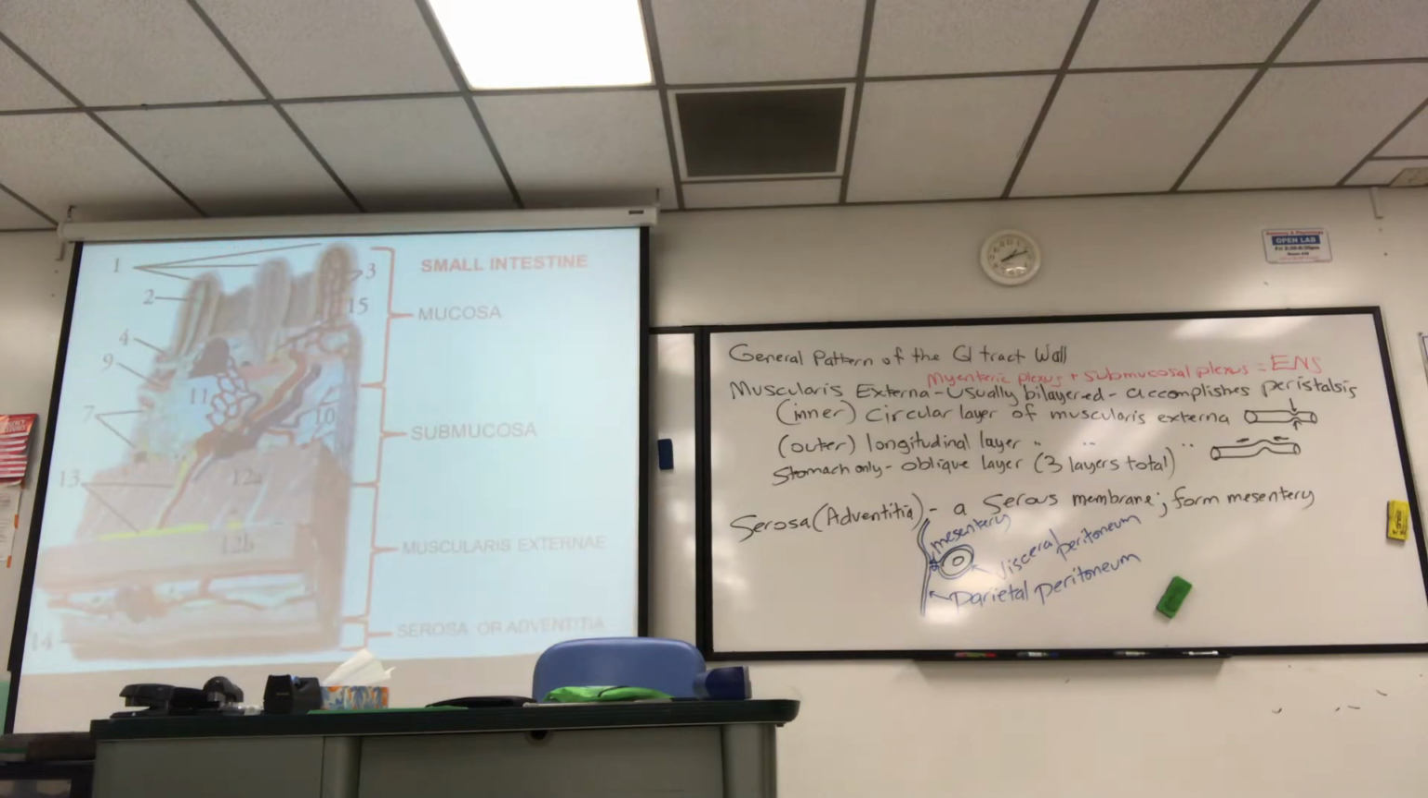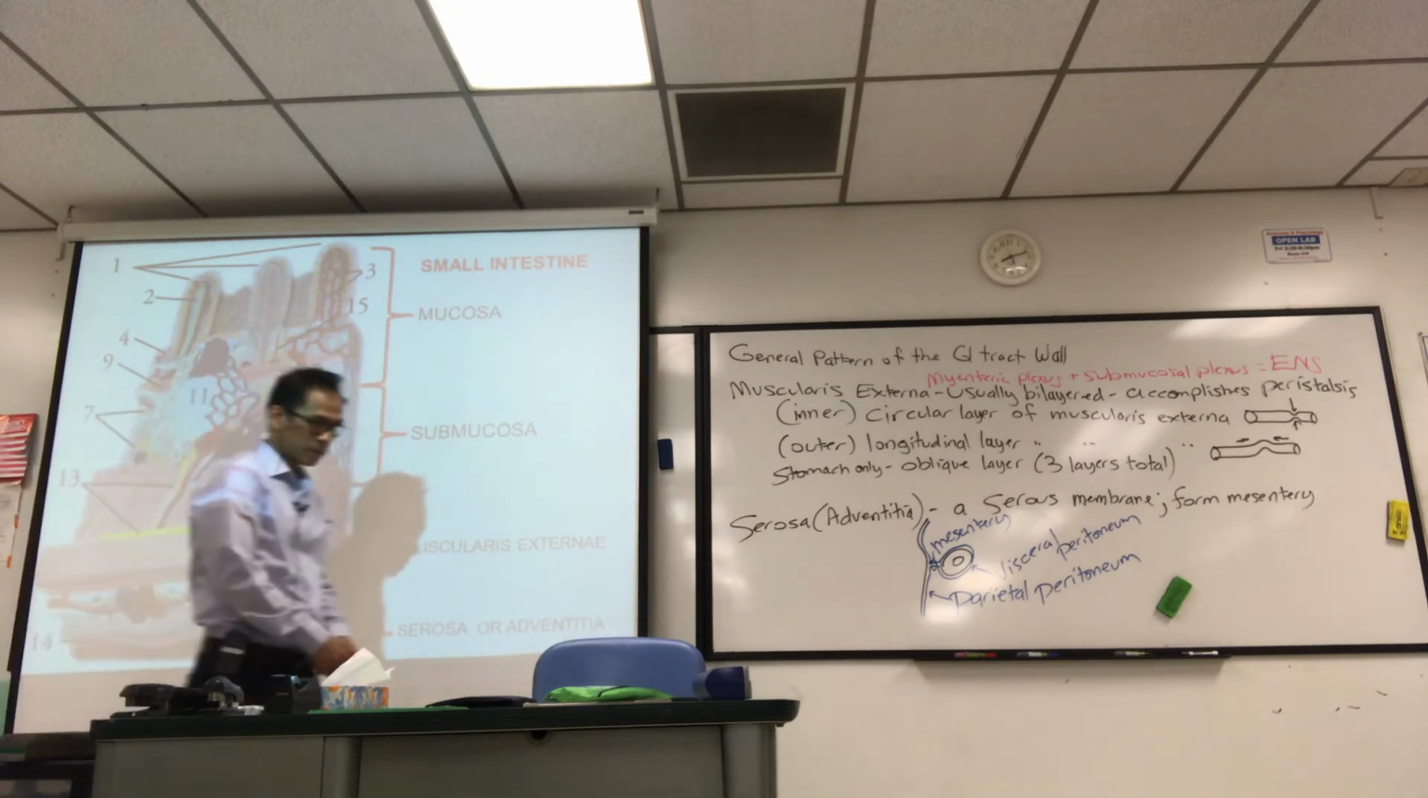Here's a picture of a model that we have in the room. I want you to study for the lab practical. I just have bracketed the different layers: mucosa, submucosa, muscularis externa, and the serosa on the very bottom. It happens to be small intestine. I mean, it could have been any other part of the digestive tract. I'll talk about this a little bit.